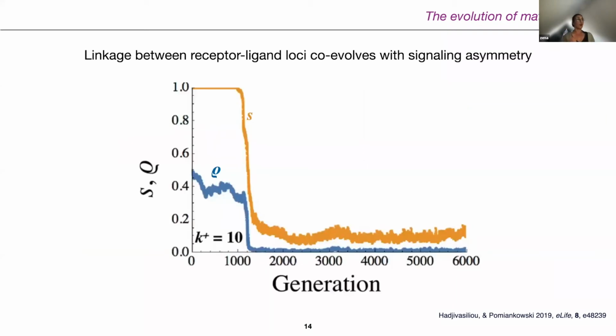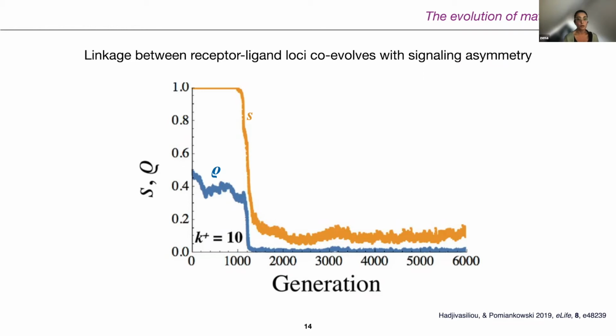So the obvious next step was to ask what happens when the recombination rate is also allowed to evolve together with the ligand and receptor production rates. And lo and behold, what we observe is the coevolution of the recombination rate together with the signaling production rates.